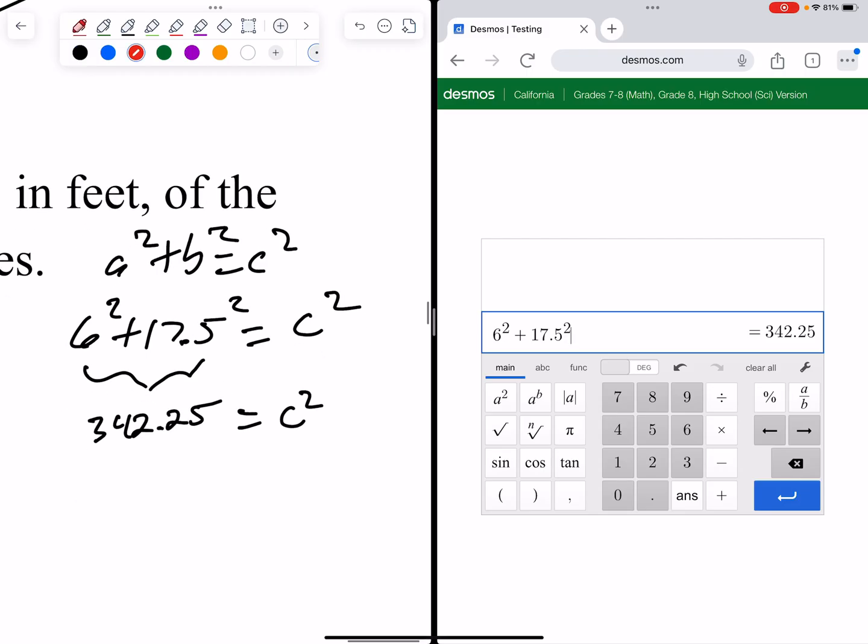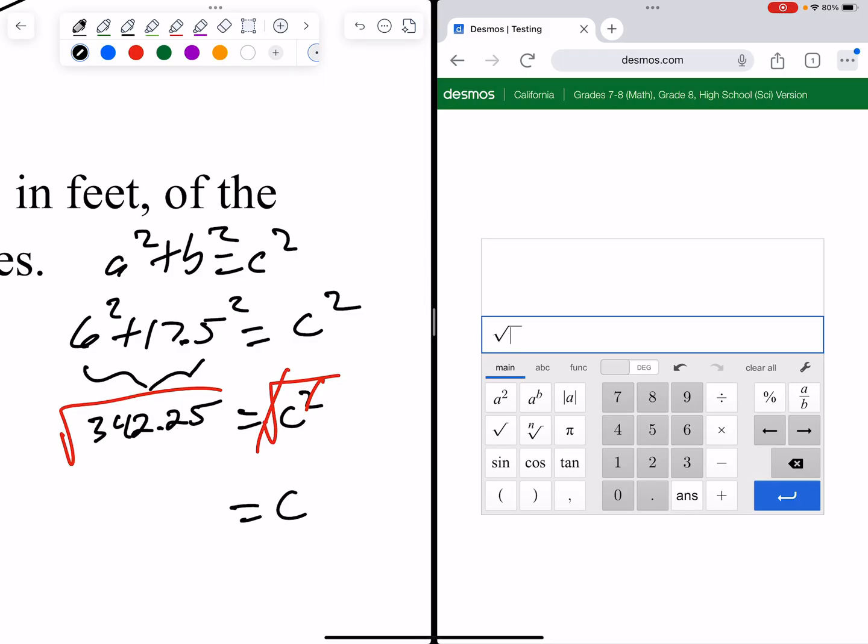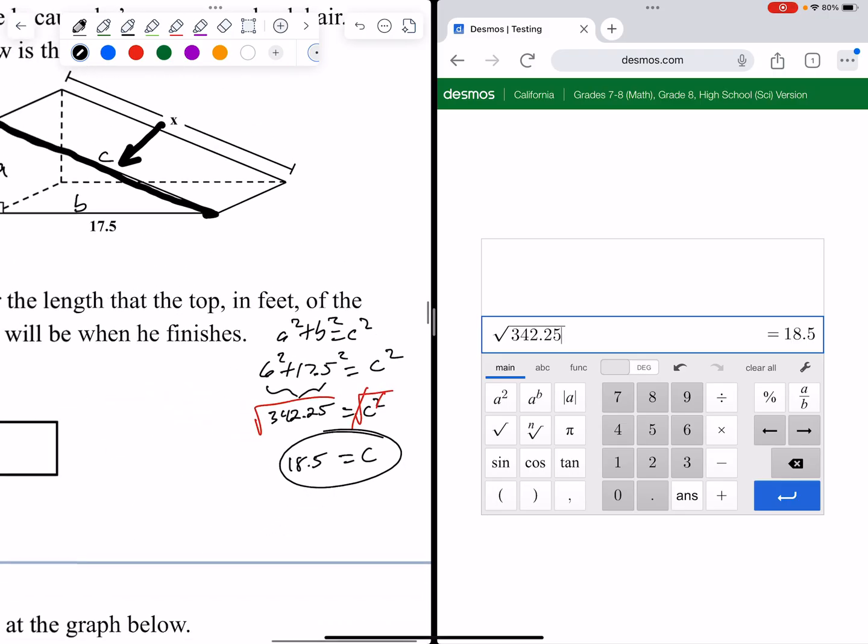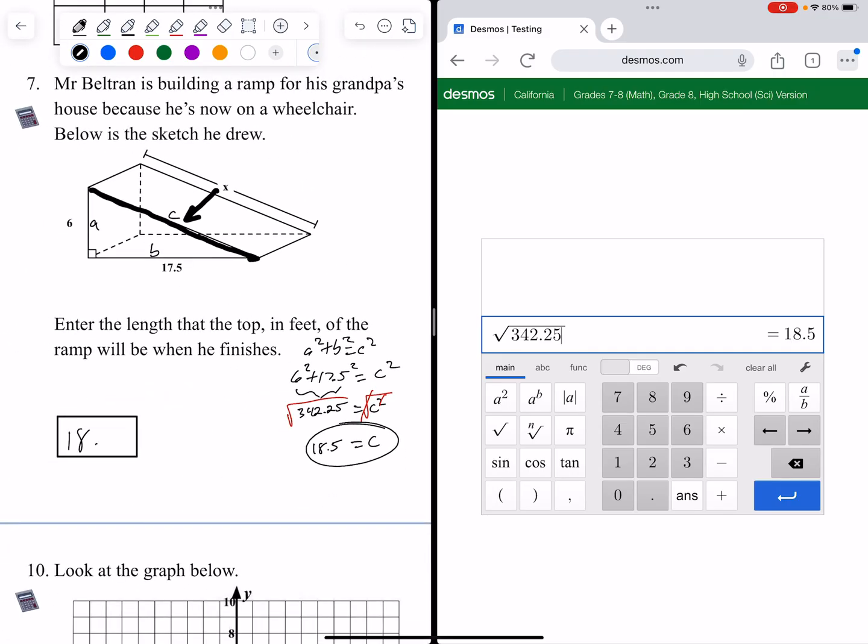How do you get rid of the square? You take the square root. Take the square root of both sides to be fair. That gives me only 1 c. And if I take the square root of 342.25, I get 18.5 as the length of my ramp. So 18.5.